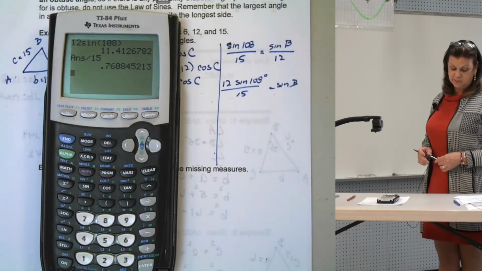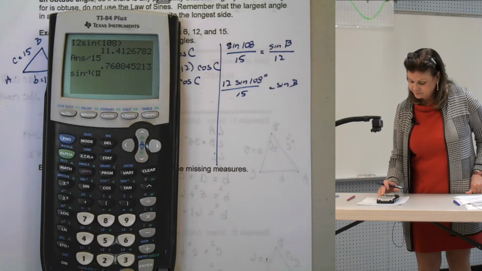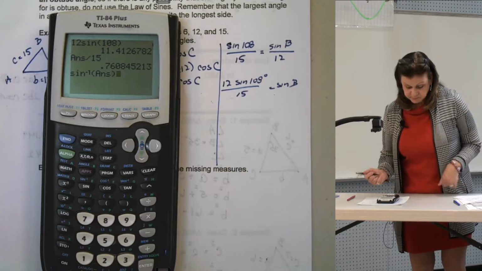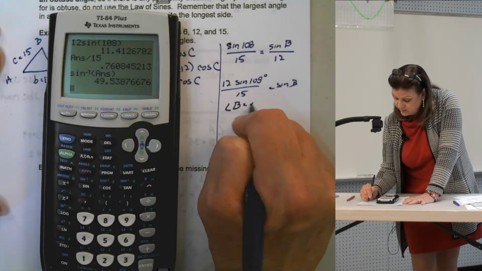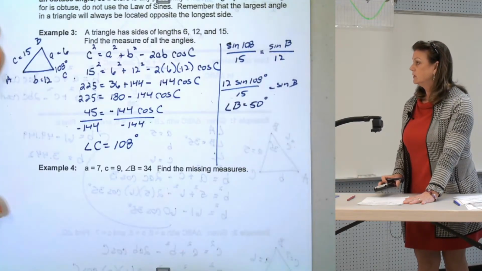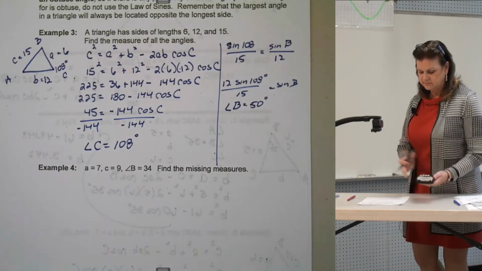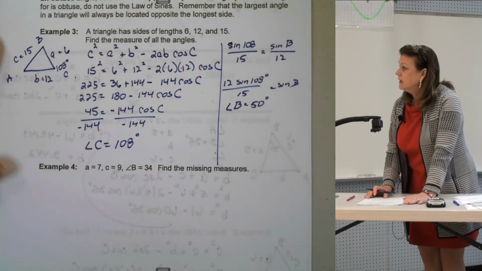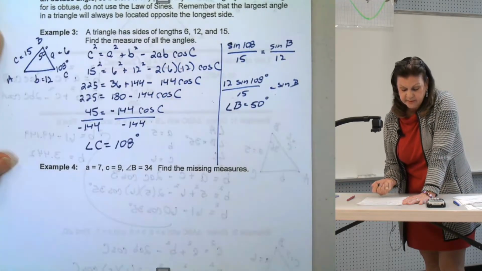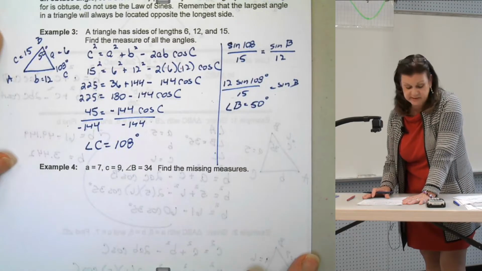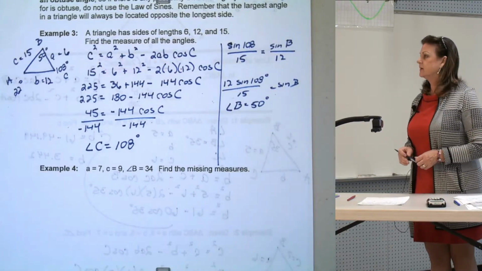Okay, so you end up with 0.7608. And what angle has this sine? And you end up with 49.5. I'm going to call angle B 50 degrees. So much easier than law of cosines. Not that it's easier math, it's just fewer steps. So much less complicated, and of course less chance to make a mistake. So angle B is 50 degrees, 158, 60, so I know angle A is 22 degrees, and there's the entirety of the triangle.